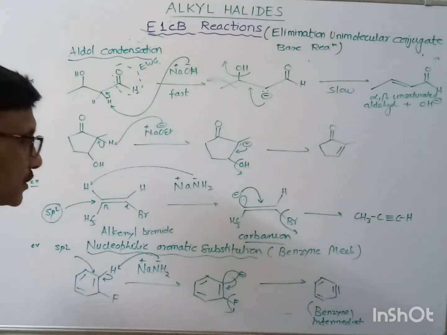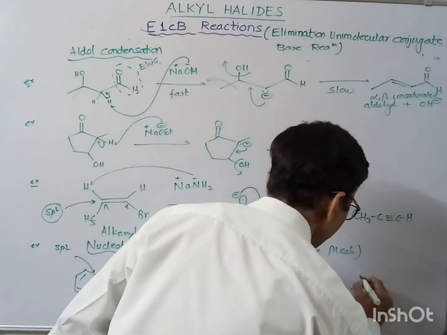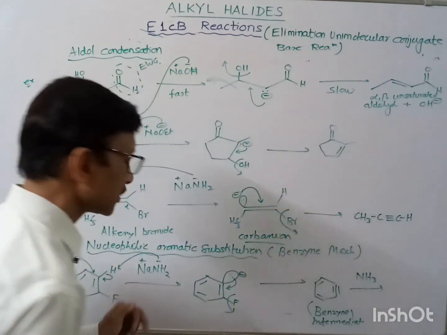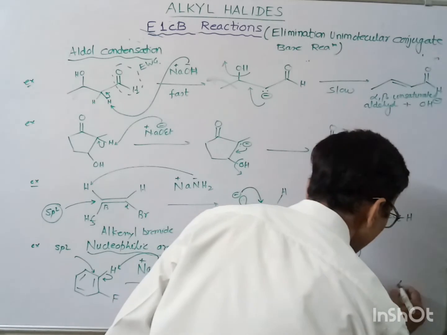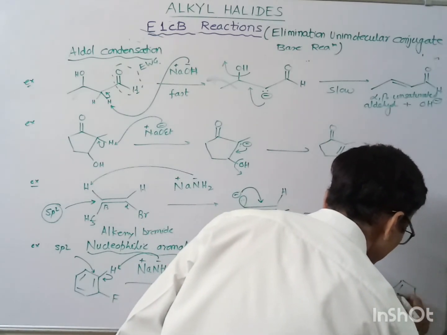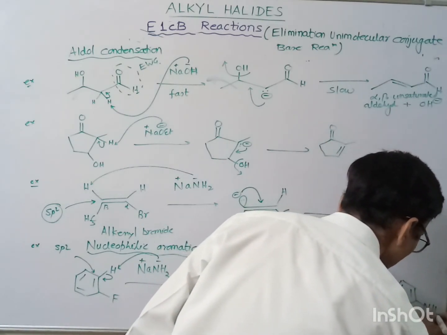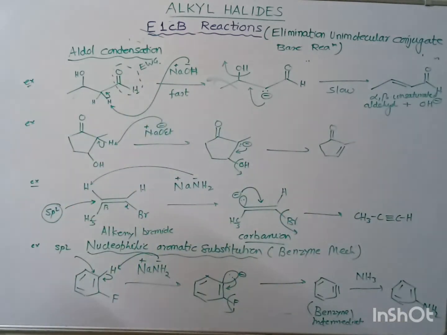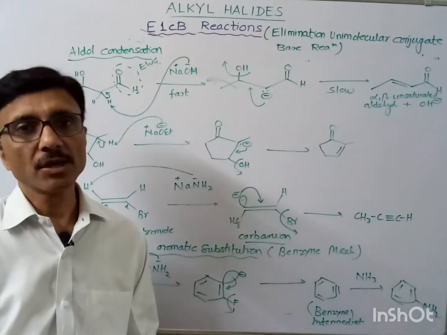And further, in the presence of ammonia, actually this reaction occurs in the presence of ammonia, we will get an aromatic amine that is formed further. Okay, so these are a few examples of the E1cB reaction. Okay, thank you.